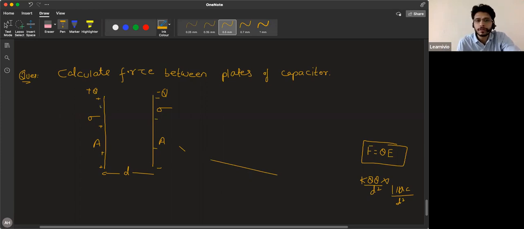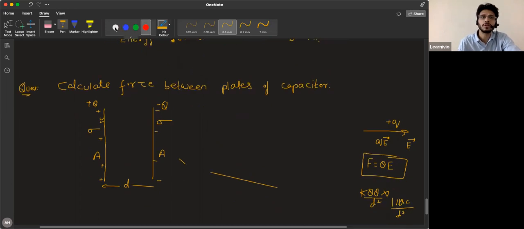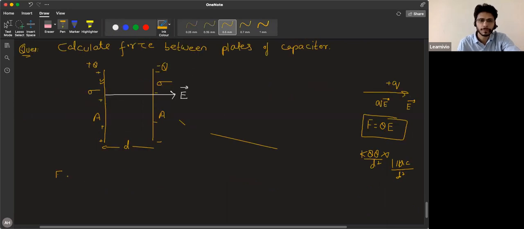So this is one plate. This plate will generate some electric field. We did this thing that if you have an electric field and you place a charge q in it, then that charge q will experience a force, and that force is QE. So this will generate some electric field E, and in this electric field you have a charge minus q. What is the expression of field due to one sheet?